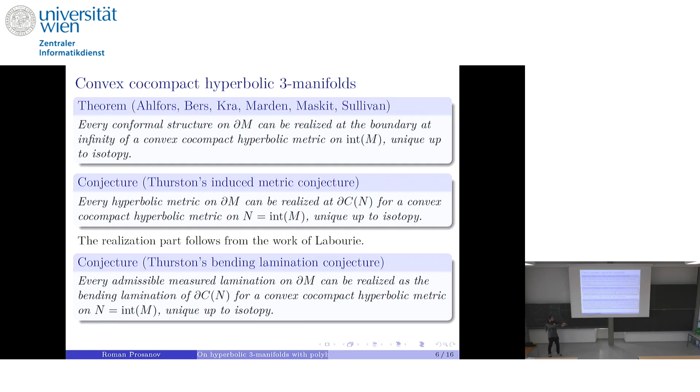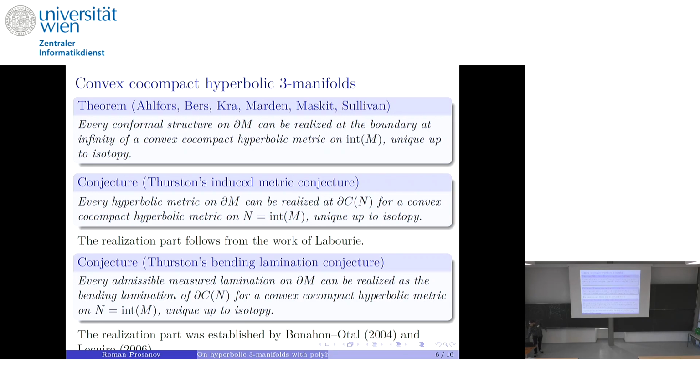So the bending lamination is an instance of what is called a measured lamination, and not every measured lamination can be realized as a bending lamination of a convex compact hyperbolic structure, but there is a notion of admissibility, and so the conjecture is that every admissible measured lamination can be realized as a bending lamination for a unique up to isotopy convex compact hyperbolic structure on our manifold. And once again, the realization part was proven. It was established in the works of Bonahon et al. and of Lecuire. There was some progress also on the rigidity part. So Bonahon et al. proved the rigidity in the rational setting. Bonahon also proved the rigidity near the Fuchsian locus, but outside of this, the rigidity is also open.